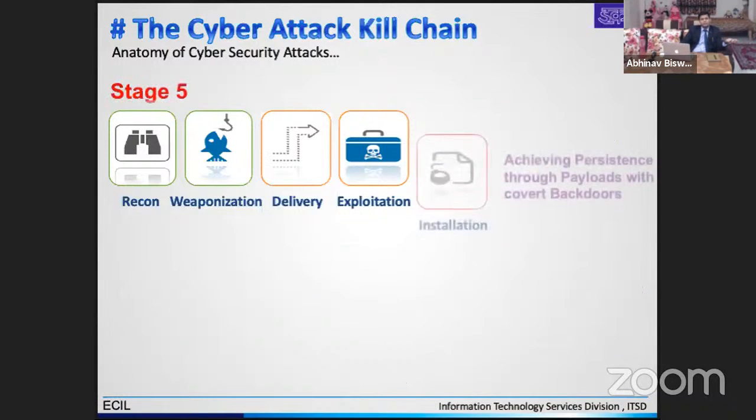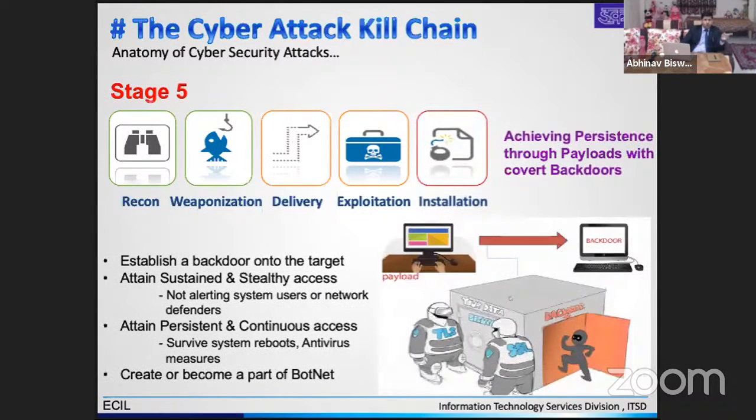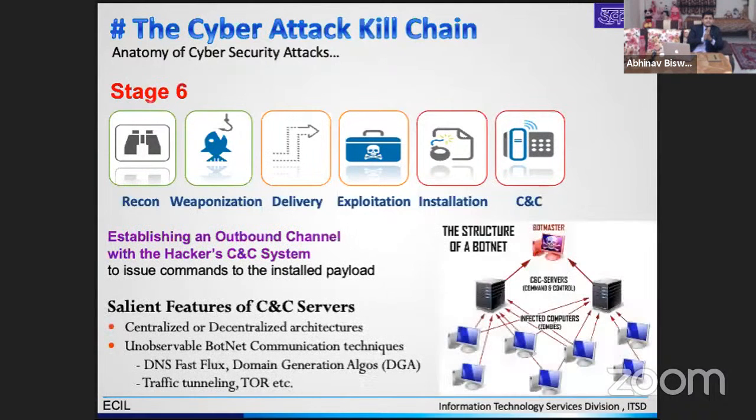The next stage, the fifth stage, is installation. Once the exploit kit executes in the target, in the endpoint system, the attacker would like to have persistence. They want to have control of the system. So they install some kind of backdoor onto the target and get a reverse shell, so that I can remotely control it, with continuous access to the target. I can compromise multiple systems, create a botnet, and this botnet can be used for attacks like DoS or DDoS. So this is the fifth stage.